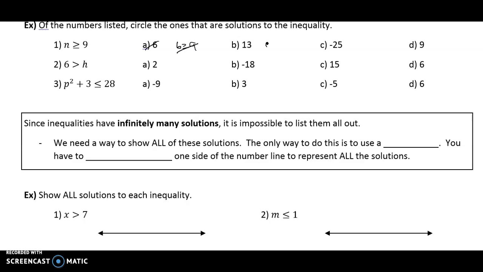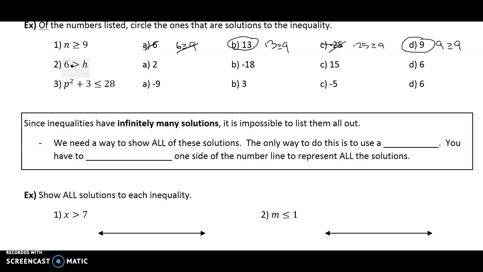13 greater than or equal to 9. Is that true? Yes. Negative 25. Is that greater than or equal to 9? No, it's not. It's negative. Is 9 greater than or equal to 9? The or equal to is very important. 9 is equal to 9, so yes, that is a solution.